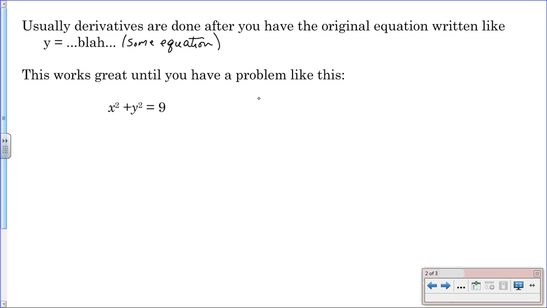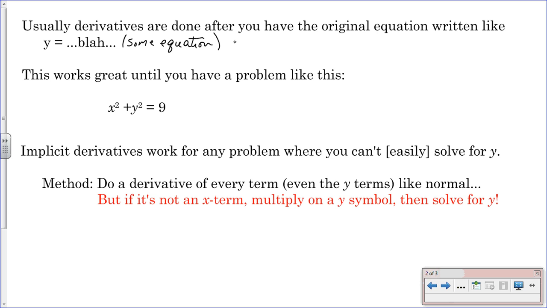Well, that works great until you have a problem like this: x squared plus y squared equals 9. Because to solve this for y, you'd have the square root, it'd be plus or minus, just kind of a hassle. So that's where implicit derivatives come into play. Implicit derivatives work for any problem where you can't easily solve for y.